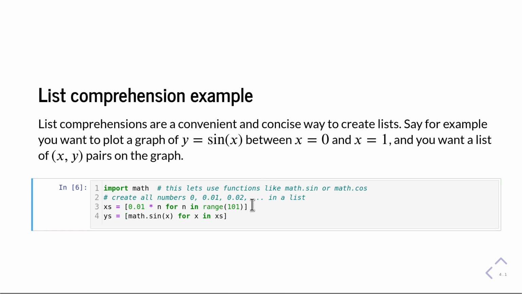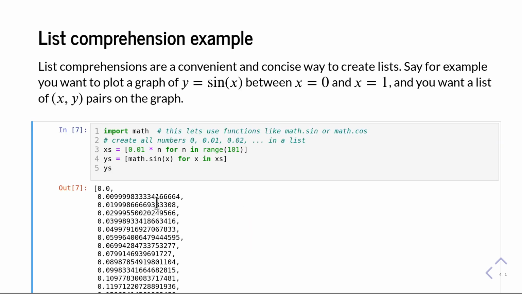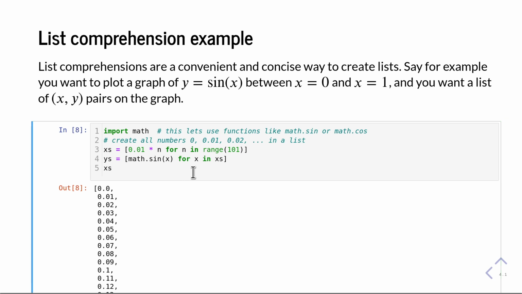So let's just print some of them out. Let's print out the ys so we can see what's going on. You get an enormous list which looks approximately right. So if we print out the xs, then this is even clearer. You can see we really have got the numbers that we wanted.